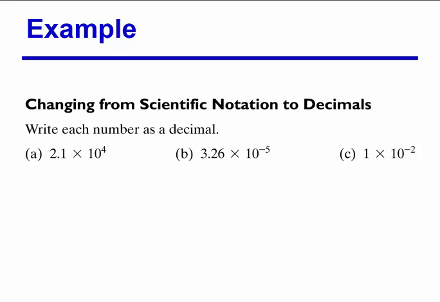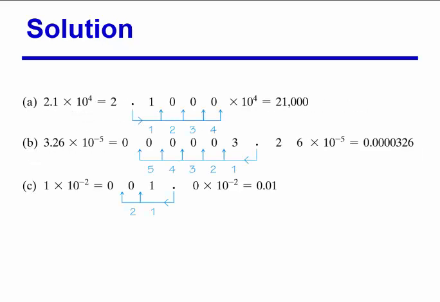So changing from scientific notation to decimal, so 2.1 times 10 to the fourth, you can see here that that becomes 21,000. 3.26 times 10 to the negative fifth becomes 0.0000326, so we're going to move it 5 places to the left. And then 1 times 10 to the negative second power simply becomes 0.001.